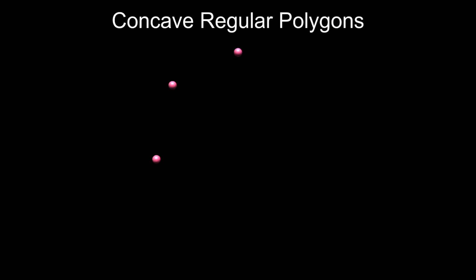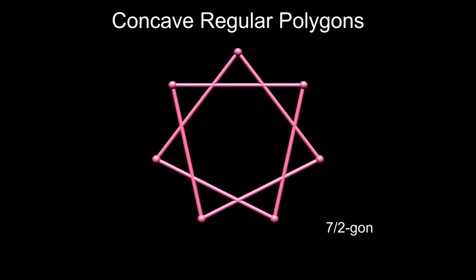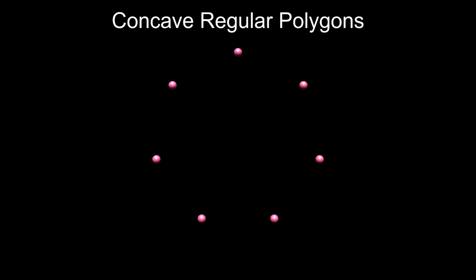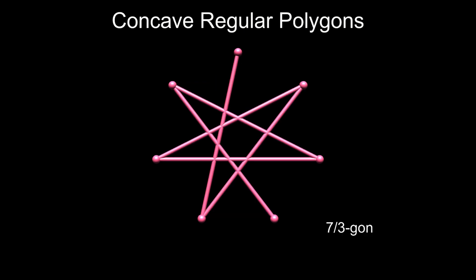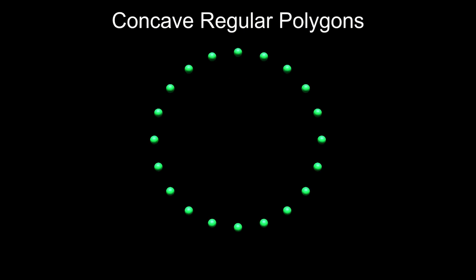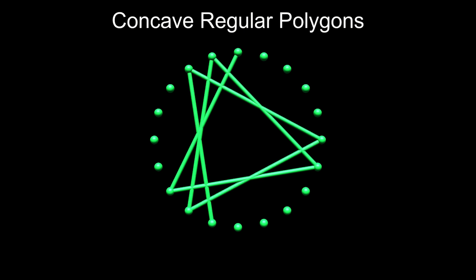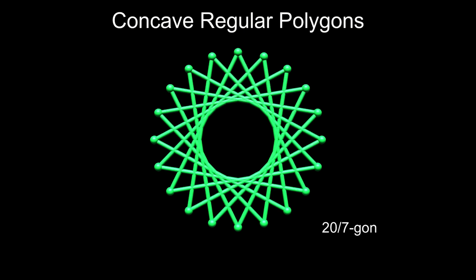With 7 vertices, joining every second vertex, we get a 7/2gon. Joining every third vertex is a 7/3gon. A 20/7gon is 20 dots with every 7th vertex joined.